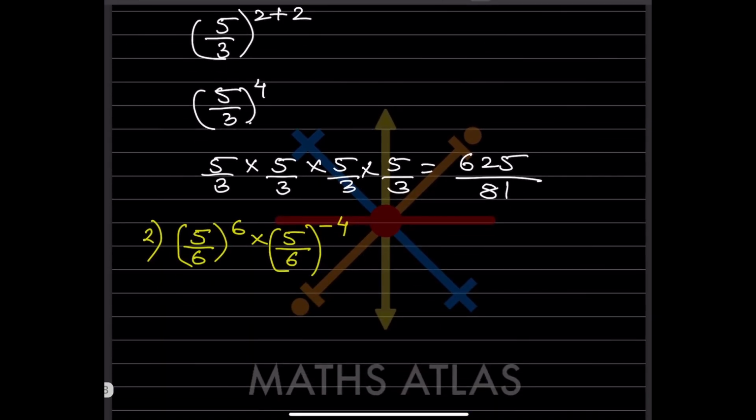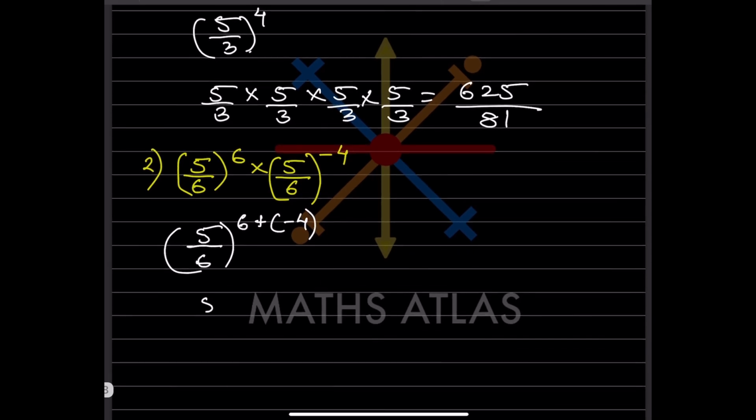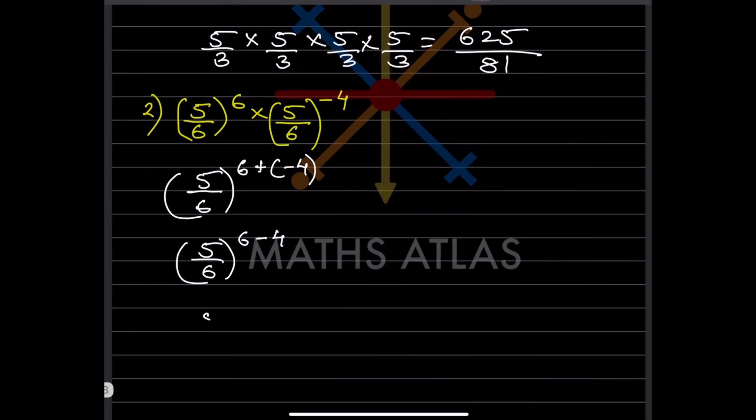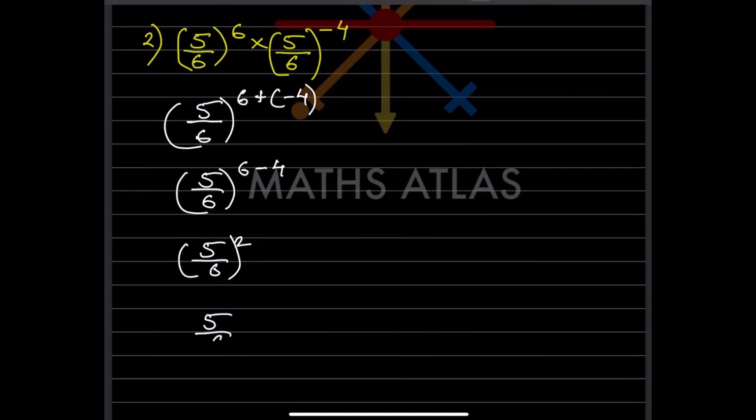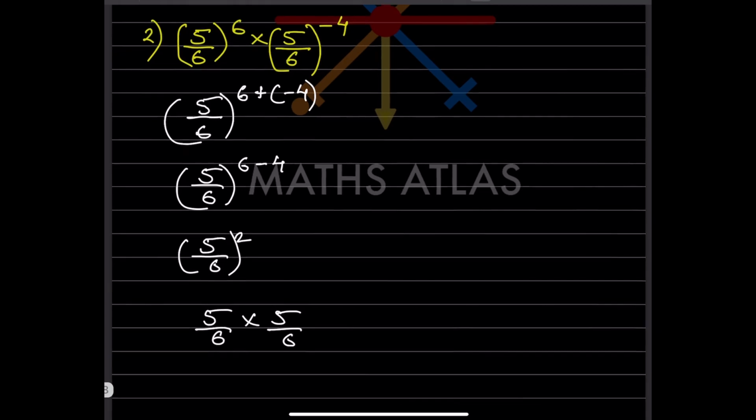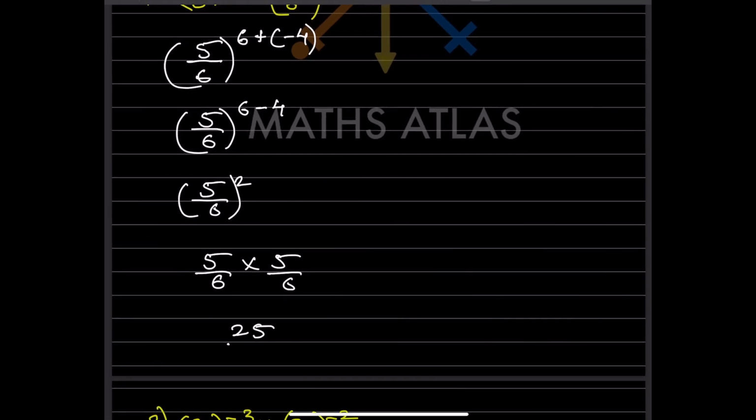Now let us see this one. Again, you can see the base is the same. So you are going to use the first rule, that a raised to m into a raised to n will be a raised to m plus n. So that will be 6 plus or minus 4. Plus, minus is going to be minus. So it will be 6 minus 4. So here it will be 5 by 6 raised to 2. So you are going to multiply this 2 times. So that should be 25 by 36.